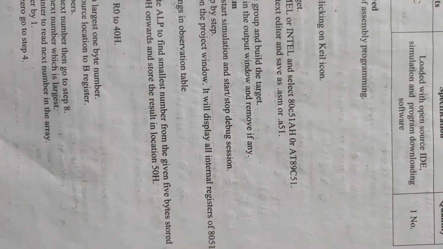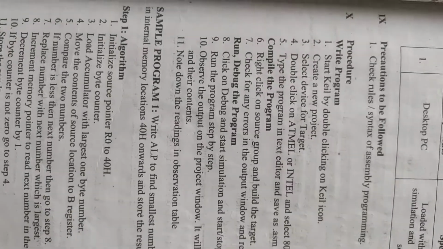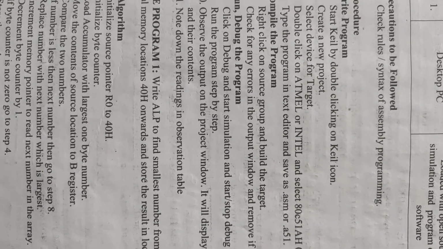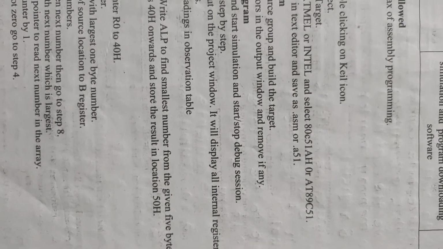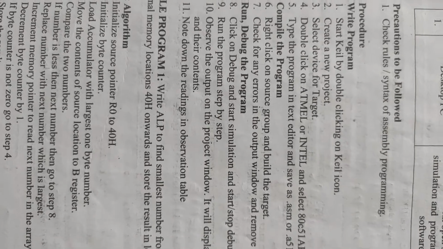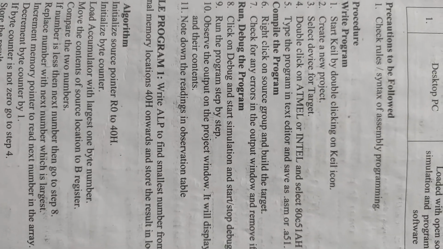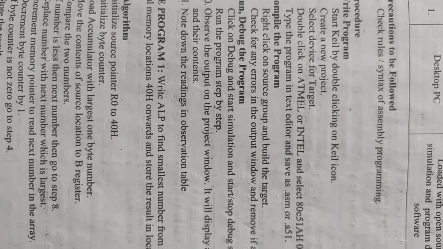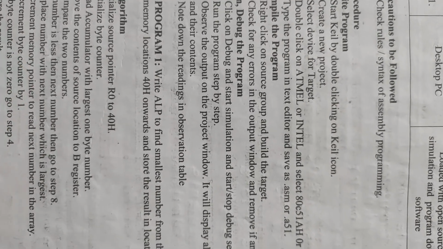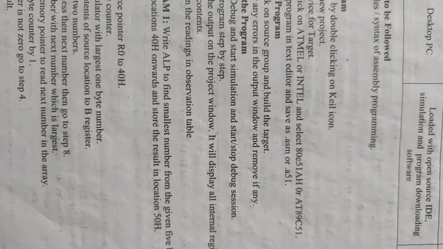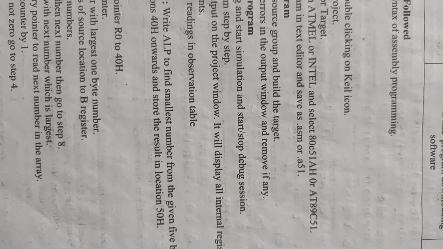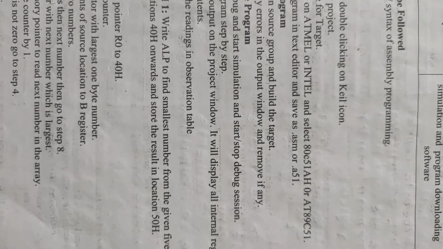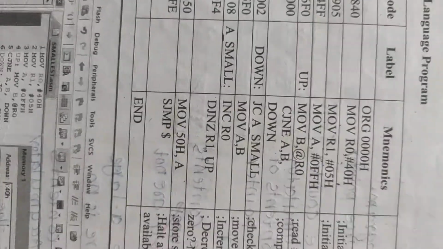Write the ALP to find the smallest number from the given 5 bytes stored in internal memory location 40H onwards and store the result in location 50H. That means here we are using 5 addresses, which are 40H, 41H, 42H, 43H, 44H. These 5 addresses hold the 5 numbers. We compare these 5 numbers against the largest number and find the smallest number, and this result is stored in the 50H location. For that purpose, here is our program for the smallest number.